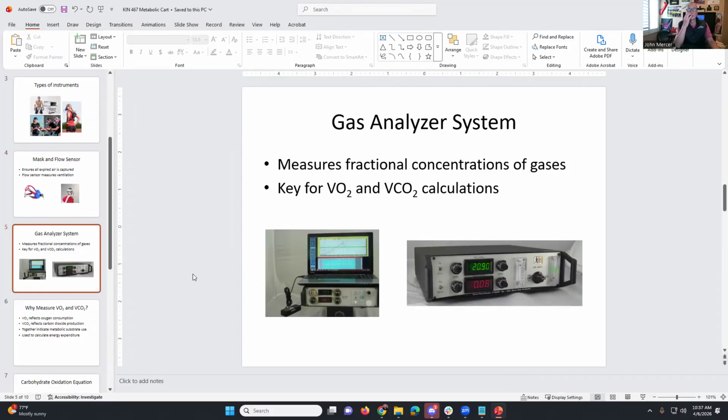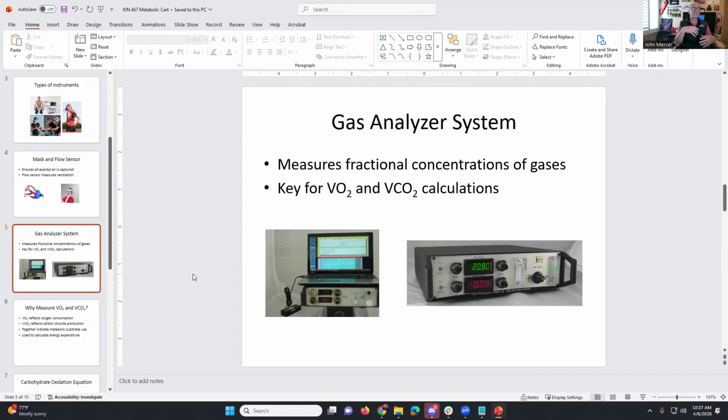These are the sensors I talked about. This is an older system. I just found that for the pictures mostly. This has a separate VO2 oxygen sensor and CO2 sensors.